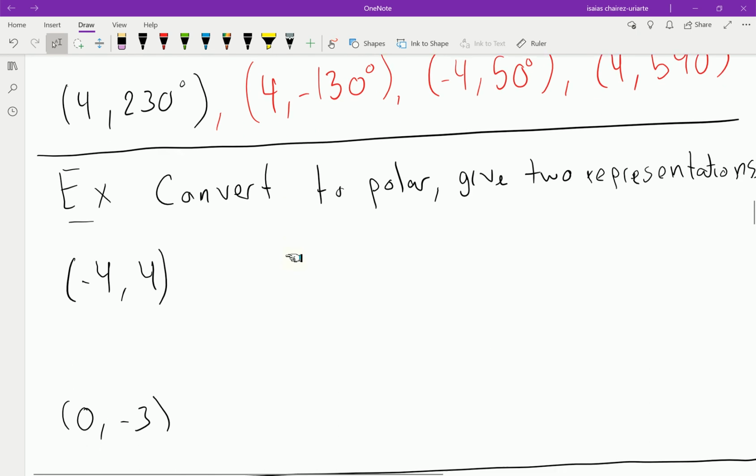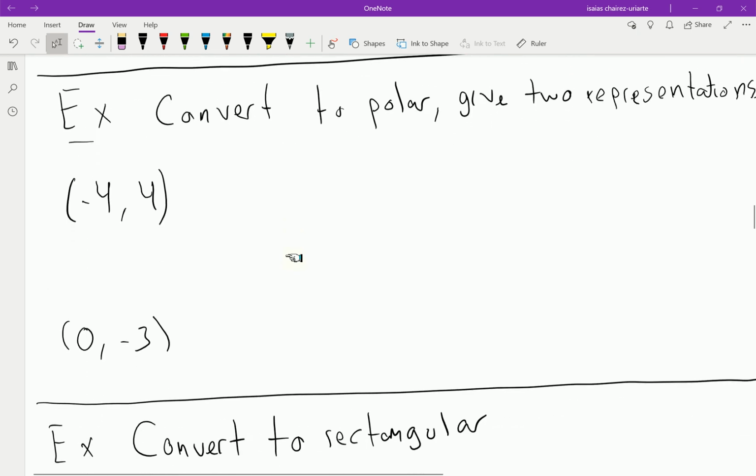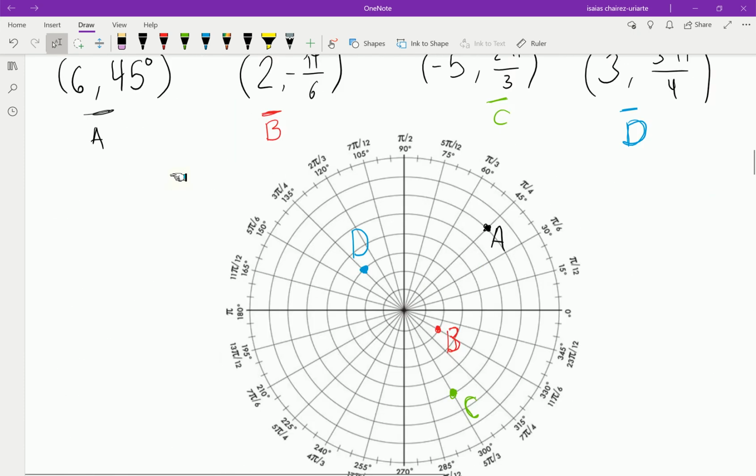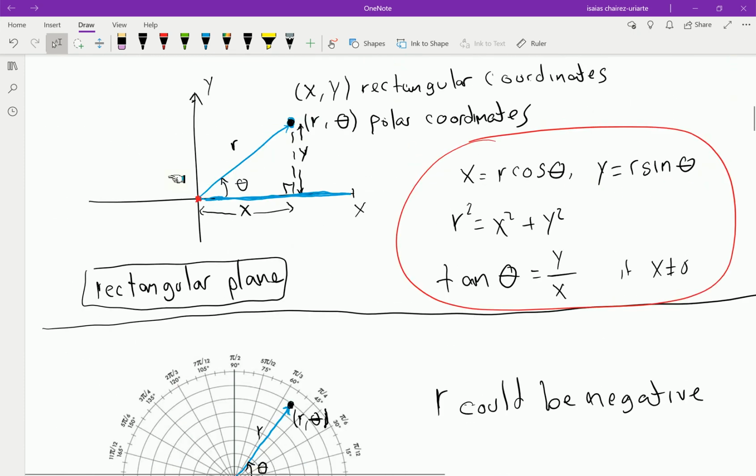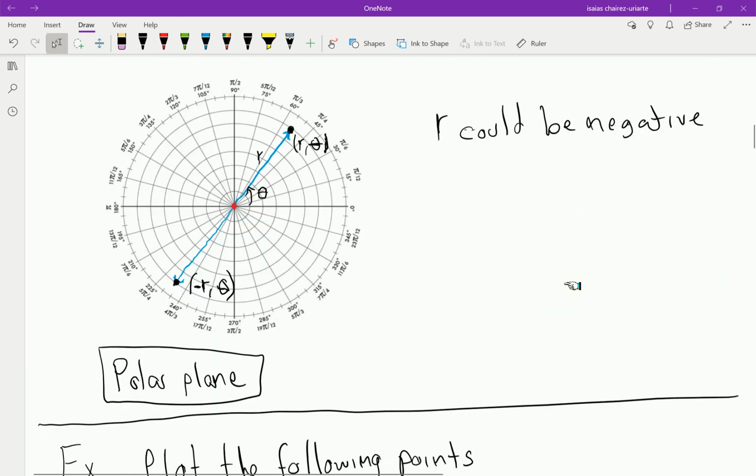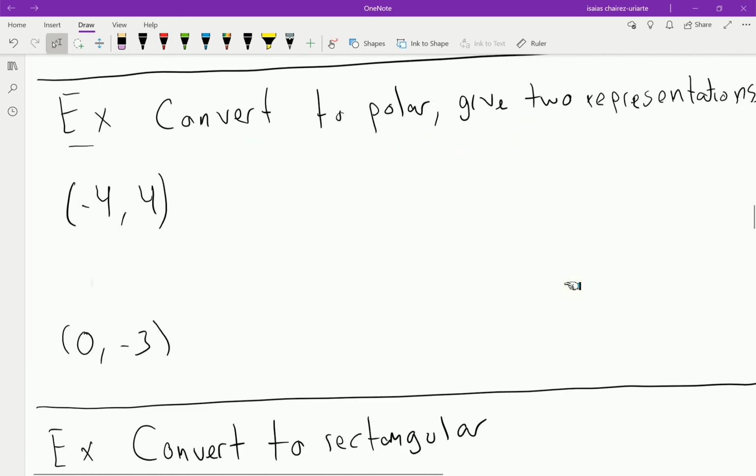All right, let's get into the next example. Let's convert rectangular coordinates to polar coordinates and give 2 representations of each polar coordinate. Pause the video. At this point, you're going to need these 4 little formulas: x = r cos θ, y = r sin θ, r² = x² + y², tan θ = y/x. You're going to need those to do these next examples.